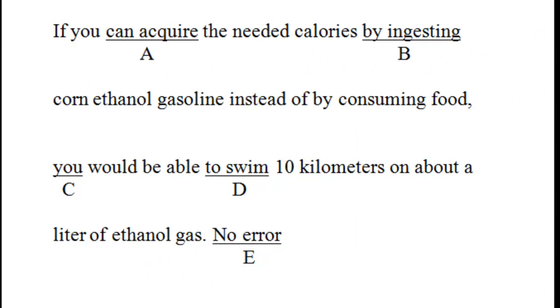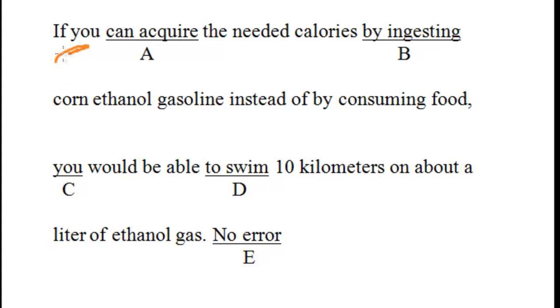Alright, so let's look at this question. It says, if you can acquire the needed calories by ingesting corn ethanol gasoline instead of by consuming food, you would be able to swim 10 kilometers on about a liter of gasoline, or ethanol gas. Okay, so remember always do the subject and verb, but this one I think you could easily notice that it's a conditional question. How can you know? Because it starts with if over here.